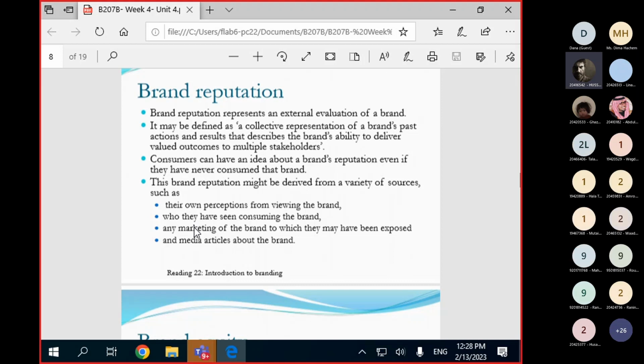Doctor, can you give us an example for the previous page? It's about the brand image. Yes, I will go back to the previous page, but here I have an excellent example about brand reputation. It's a recent example that we all have heard about, and it was about Balenciaga. Balenciaga has ruined its reputation by its own actions.